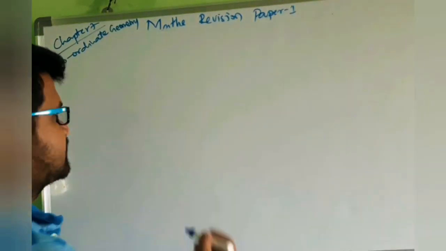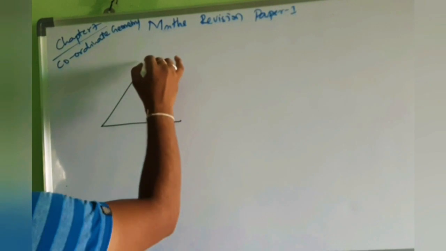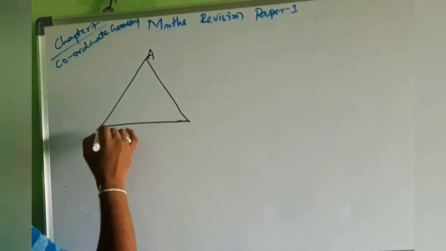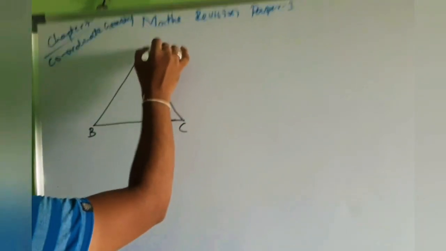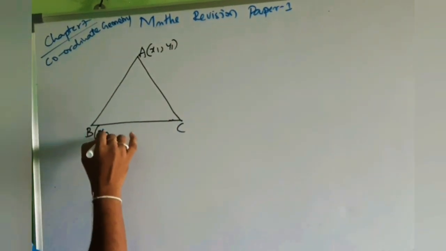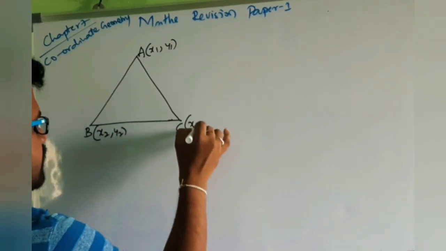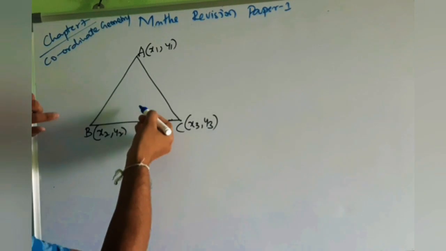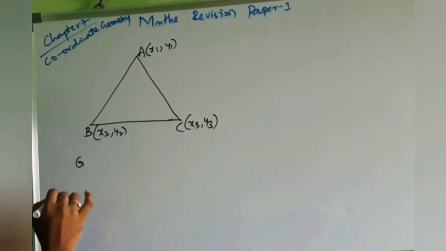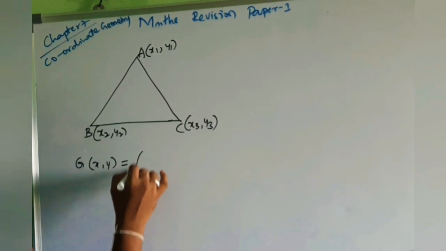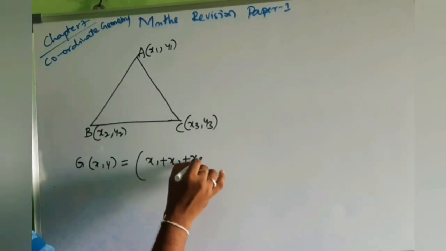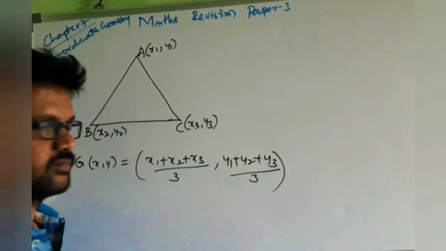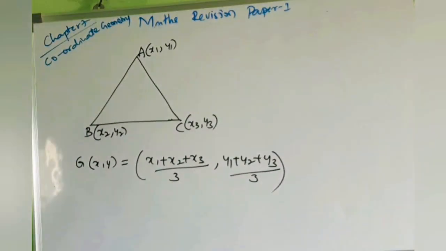Okay. In this chapter, we have one more concept, that is centroid of a triangle. Triangle joined by 3 vertices. Coordinates of A x1 y1, coordinates of B x2 y2, and coordinates of C x3 comma y3. So here, to find the centroid of a given triangle, there is a formula. Centroid is denoted by G(x, y), that is x1 plus x2 plus x3 by 3 comma y1 plus y2 plus y3 by 3.